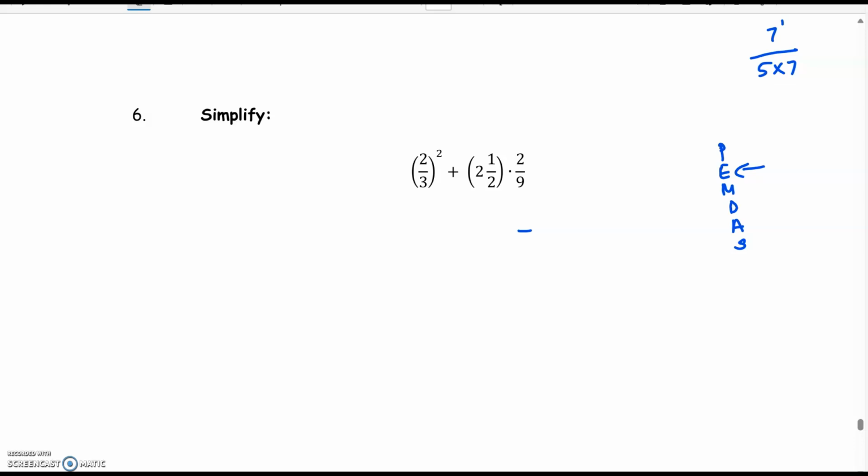So we're going to use PEMDAS again. We have exponents, so we're going to do exponents first. 2/3 times 2/3 plus... And now we're going to have to multiply it at some point. So for multiplication and division, mixed numbers change to improper fractions.